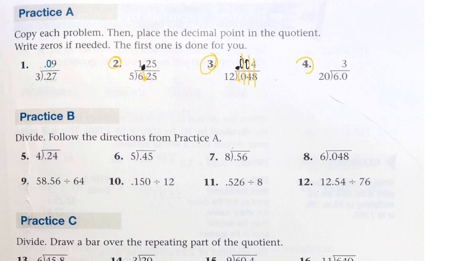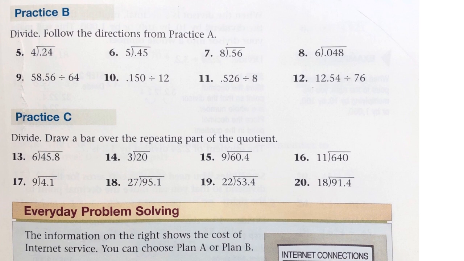For number 4, we have the decimal right here. So we put the decimal to the left of the 3. So there's our practice putting in the decimal. We can also practice doing a little bit of division here for practice B.